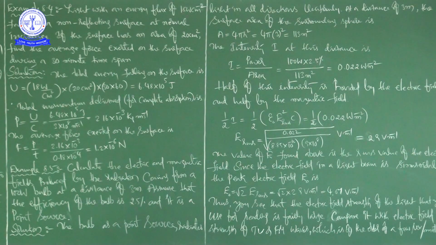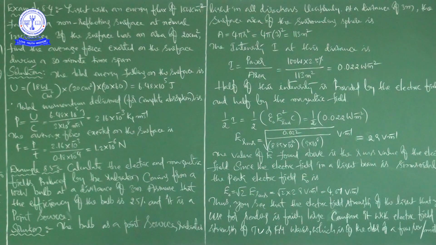Next, at a distance of 3 meters, the surface area of the surrounding sphere is A equal to 4 pi r square, that is equal to 4 pi into 3 square. 3 square means 9. So 9 into 4 into 22 by 7 will give us 113 meter square. This is the surface area of the surrounding sphere.